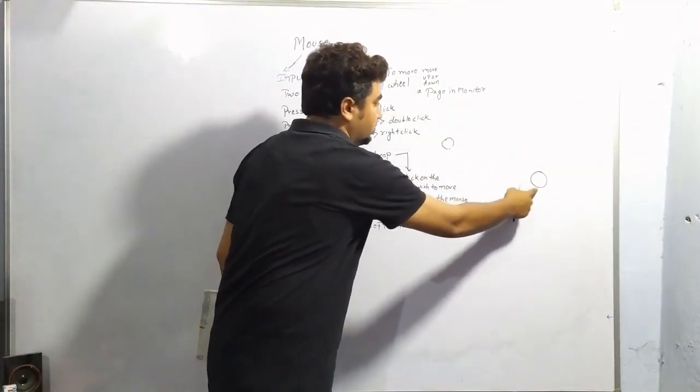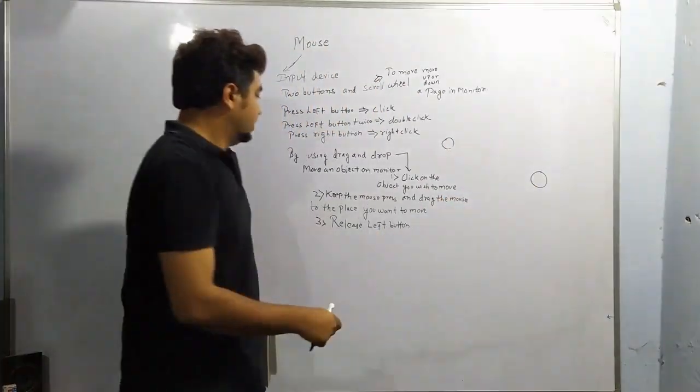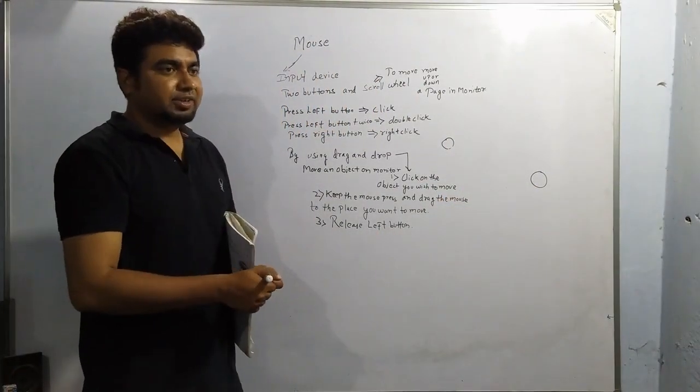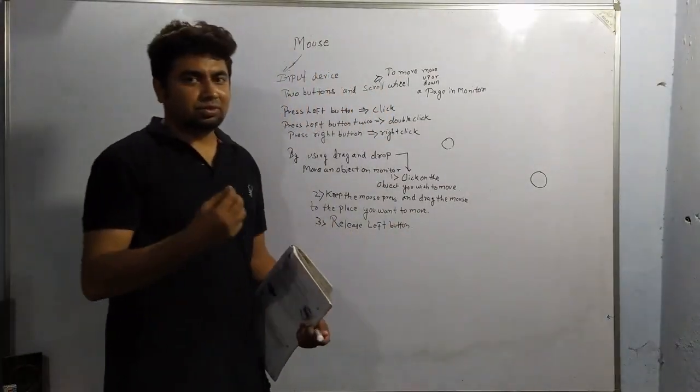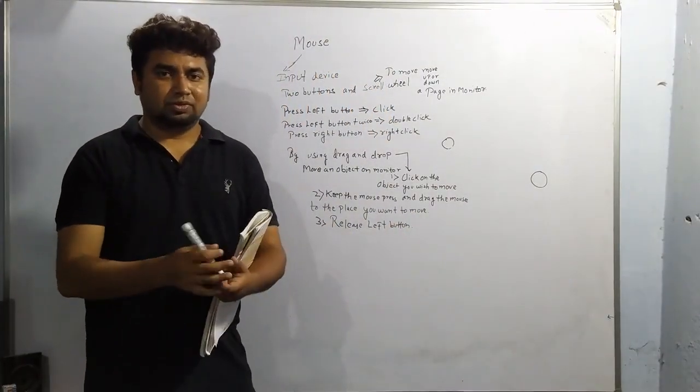So this object is getting moved from this position to this position. That is the way, that is known as drag and drop. Drag and drop means moving an object from one place to another.